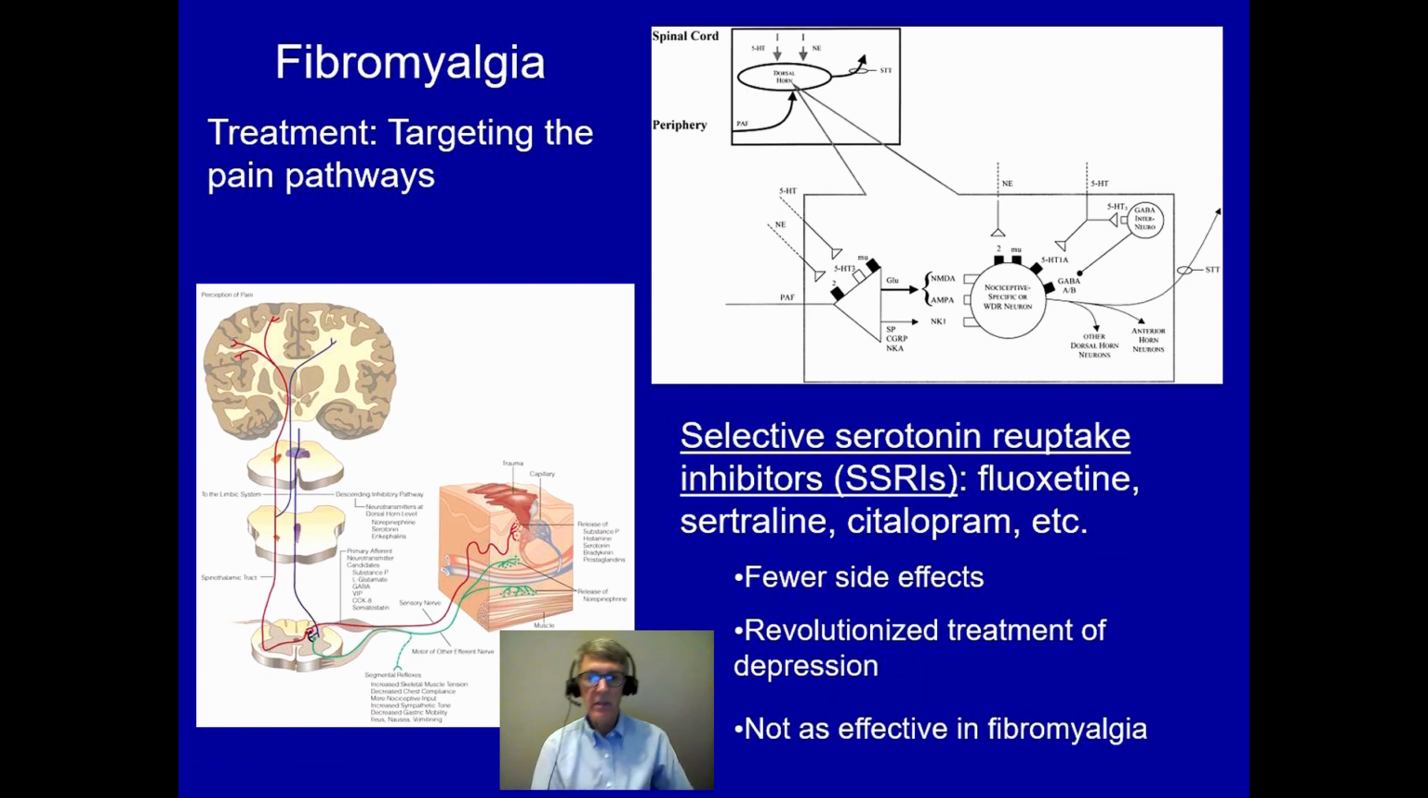Now, there's a newer class of medicines called the selective serotonin reuptake inhibitors, and these include fluoxetine or Prozac, sertraline, citalopram. When these came out, it was a big deal. They really did improve the treatment of depression, in that they were helpful and worked and had fewer side effects. However, they're not as effective in the treatment of fibromyalgia.